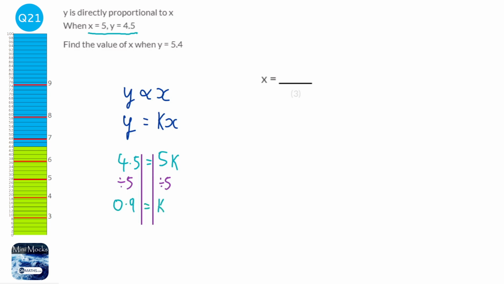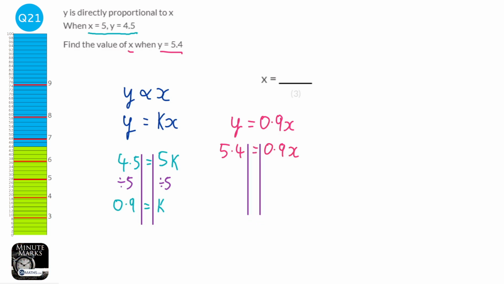So k is 0.9. So I go back to the equation, and instead of y equals kx, I know that y equals 0.9x. Now k is a constant, which means it will never change, so it's always going to be 0.9. So to find the value of x when y is 5.4, I'm just going to replace y with 5.4, and it's just a matter of solving again. So I get my lines in, and what I'm going to do is just divide both sides by the 0.9 to find out what x is. And when I do that, I find that x is 6.